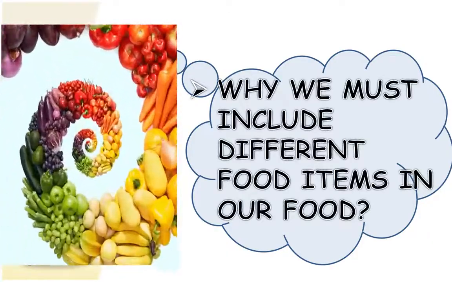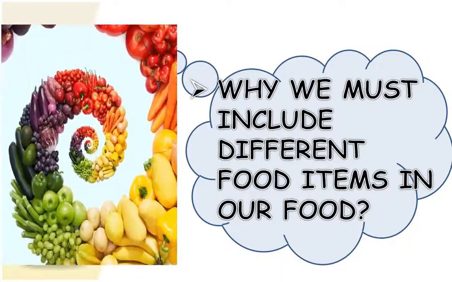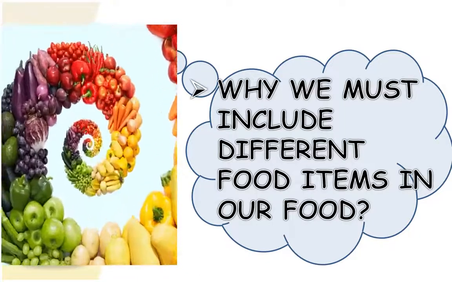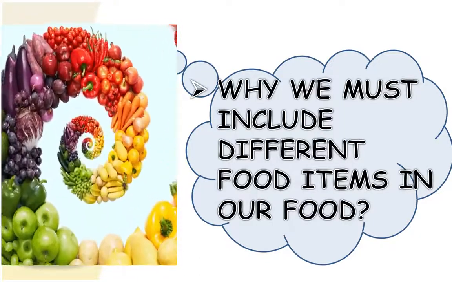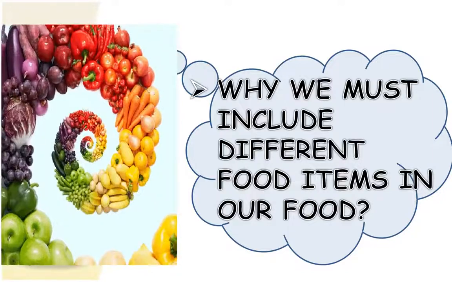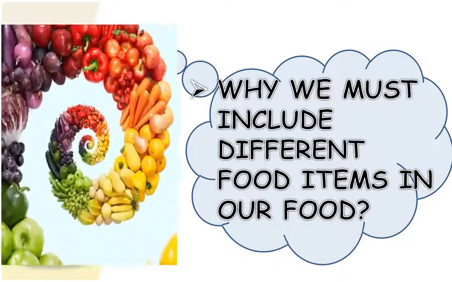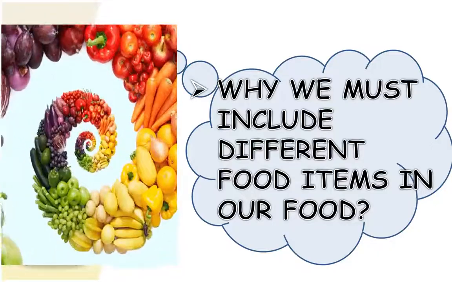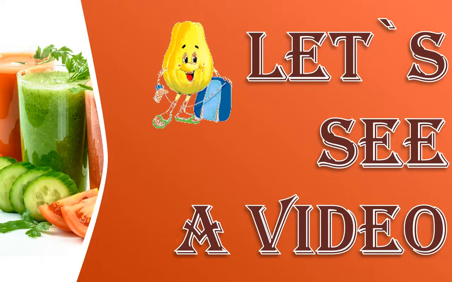Why must we include different food items in our food? Because this distribution ensures that our meals have a balance of different nutrients needed by the body. Let's see a video that talks about what a balanced diet is and why it is important to eat a variety of nutrients.